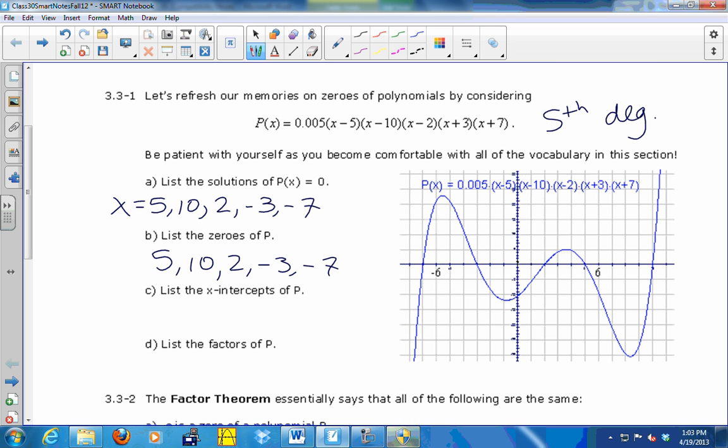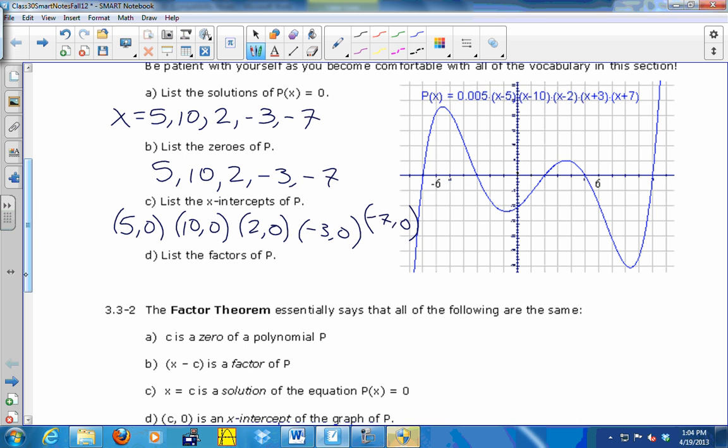What are the x-intercepts of this polynomial? Same thing, yep. These are the x values, the y coordinate would be 0, so we'd have (5, 0), (10, 0), (2, 0). So we write those down a little bit differently sometimes. Sometimes we just use shorthand and write down the x's for x-intercepts.